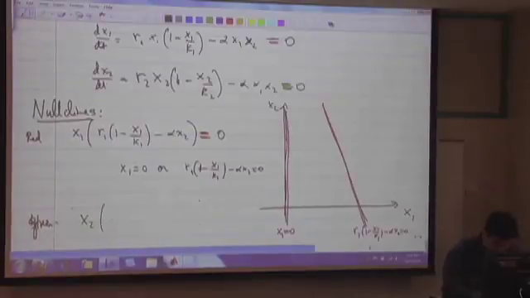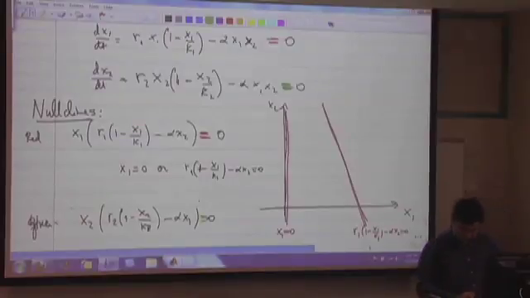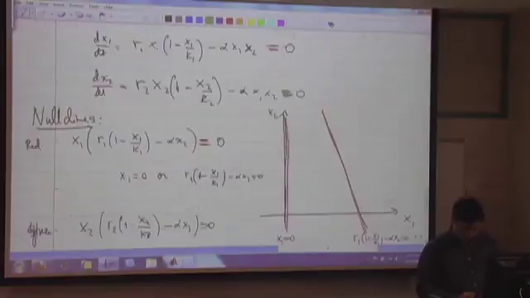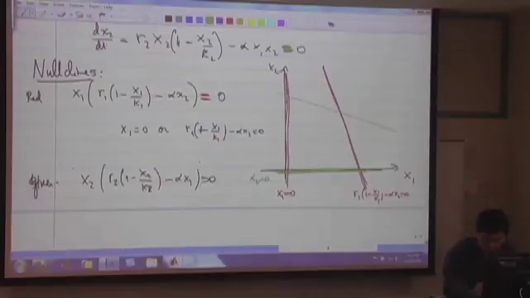is similar, right? So again, unless we know the exact values of these constants, we cannot plot very correctly. But at least these are lines, and we know the x-axis and so forth. So the green null line would be the x2 equals 0, and the other one is something like this, right?